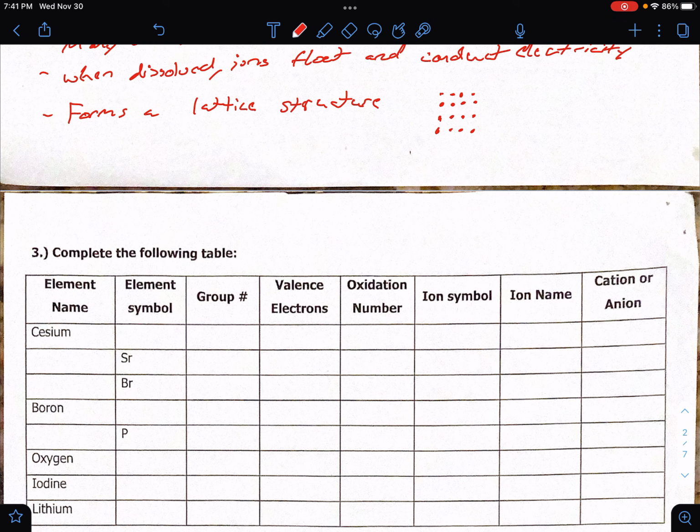If you look up cesium on the periodic table, the symbol would just be CS. That's the abbreviation. It is in group 1/1A, so it's in that very first column. The valence electrons, if you look at that 1A group, that tells you it has 1. Now, oxidation number just means charge. So that would be a +1 in that group. Ion symbol just means the abbreviation with the charge. So CS with a +1.